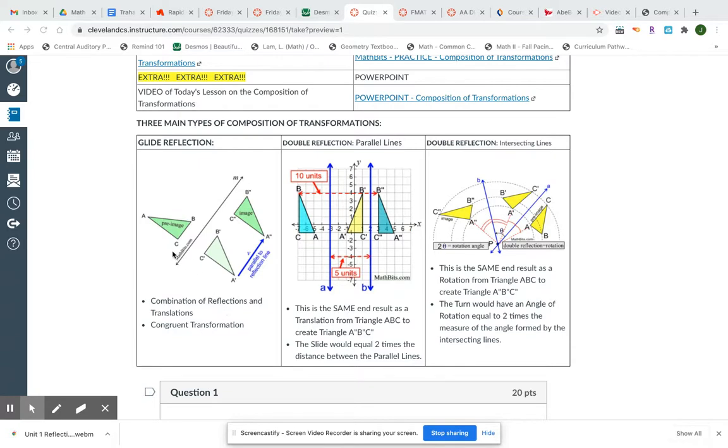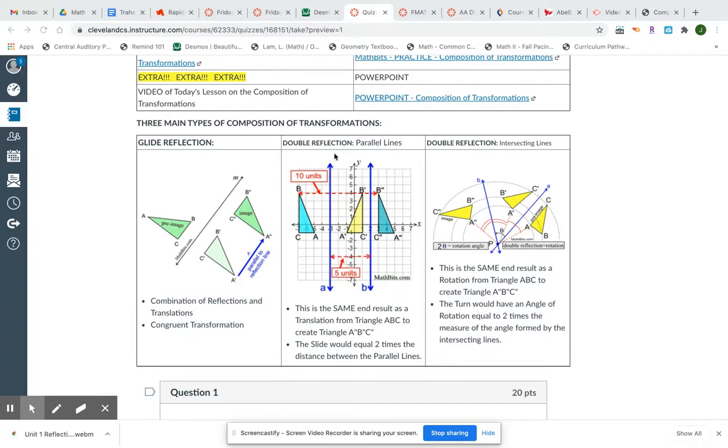So what a glide reflection is, it's literally just a combination of, hey, I'm going to reflect and then I'm going to slide, translate, reflect, translate, and then that pattern continues. It could start with the translation first and then reflect, as long as it continues that pattern.